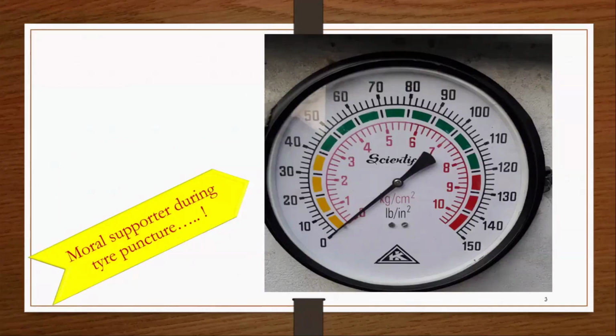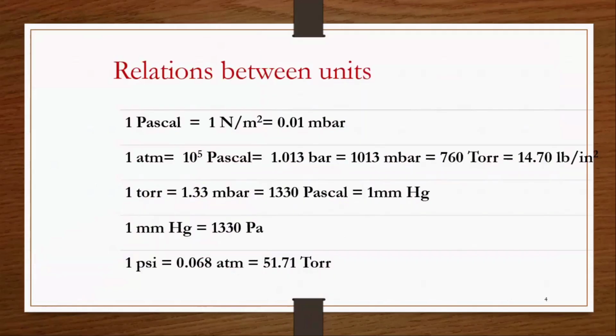So this is our moral supporter during the tire puncture. So there is a puncture in your vehicle, right? Particularly for the four-wheeler, we use this for measuring the pressure inside the tube. So these are the various relations between different units of pressure. You just go through this. 1 Pascal is 1 Newton per meter square, etc. So have a look at this conversion also.